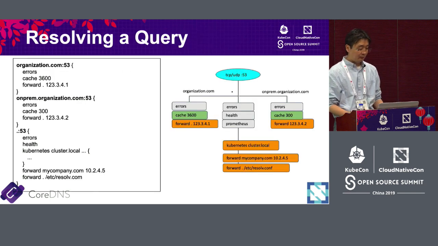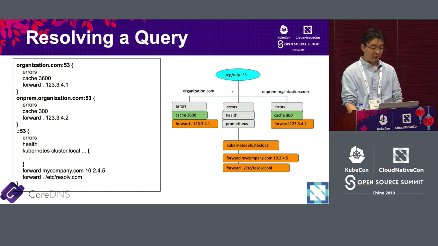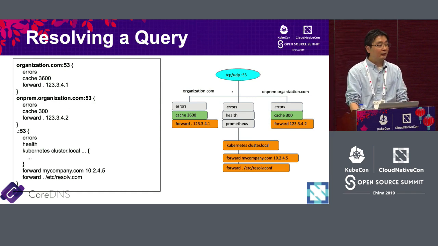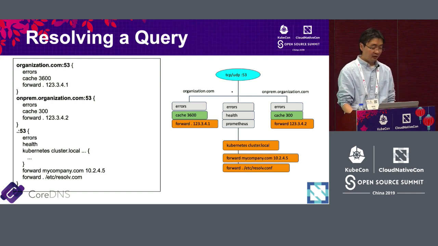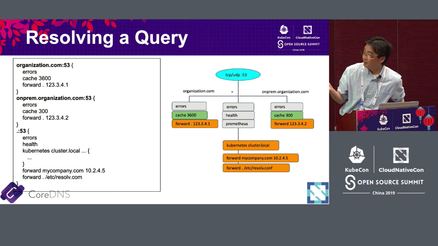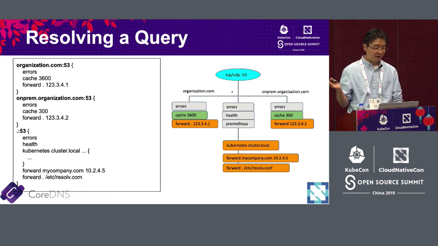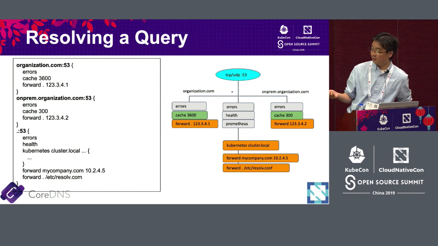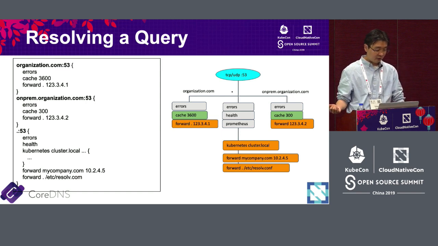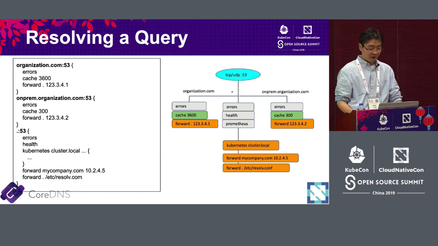Let me see. So this is a diagram that shows how CoreDNS resolves a query. So first of all, for each query, CoreDNS is always based on the root of your query domains. Here you could see different domain names have different plugins enabled. Like for organization.com, you have errors, cache, and forward plugins enabled. By default, you have a much larger list of plugins enabled, like errors, health, Kubernetes, and also forward.